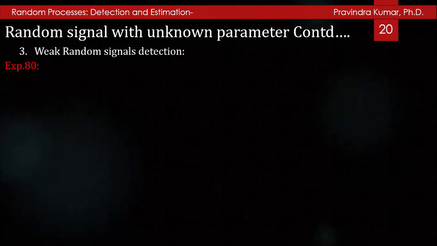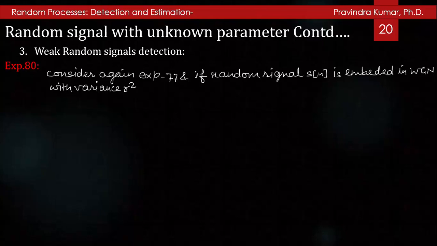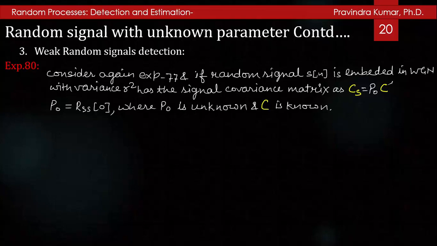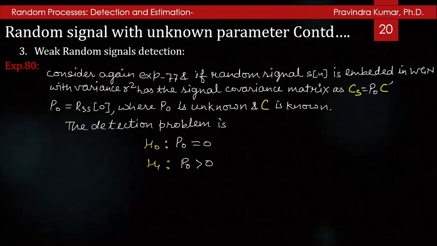Now consider the weak random signal detection. Consider the previous example 77, where the random signal s[n] is in the presence of white Gaussian noise with variance sigma square, and has the signal covariance matrix Cs equal to P0 C as in the previous case, where P0 is equal to RSS[0]. P0 is unknown and C is known. The detection problem is: under hypothesis H0, P0 is equal to 0, and under hypothesis H1, P0 is greater than 0.